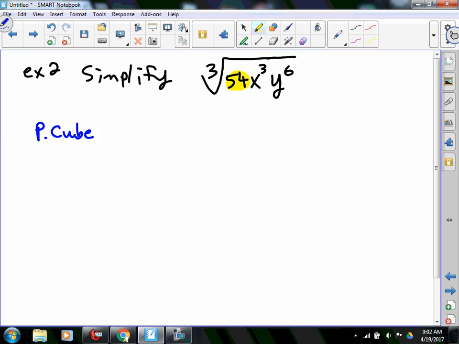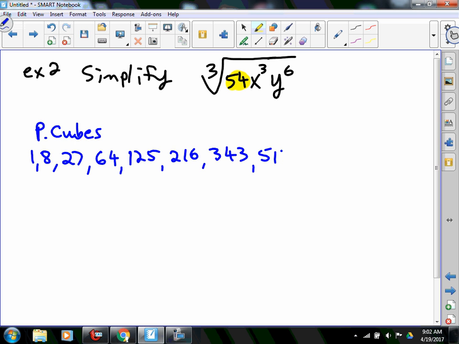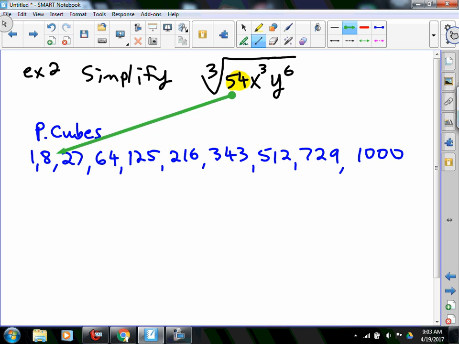It's handy if we know what some perfect cubes are, because we're trying to take a cube root. 1 cubed is 1, 2 cubed is 8, 3 cubed is 27, 4 cubed is 64, 5 cubed is 125, 6 cubed is 216, 7 cubed is 343, 8 cubed is 512, 9 cubed is 729, and 10 cubed is 1,000. So in that list of perfect cubes, it might be handy if we can somehow see a way to take 54 and break it up. Anybody see it? Which one of these is 54 a multiple of? Is 54 a multiple of any of these?